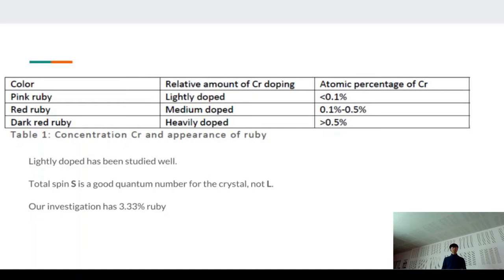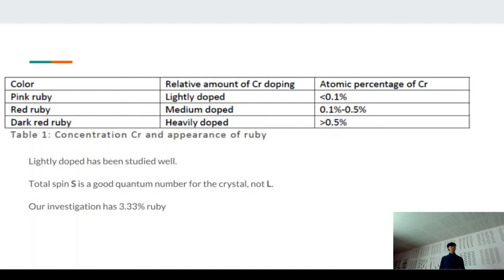So in our project, we have 3.3% ruby. In our structure we have 30 atoms, and one of them will be chromium, so 3.3%. And we do not consider the effects of the concentration of chromium in ruby on our optical transition.